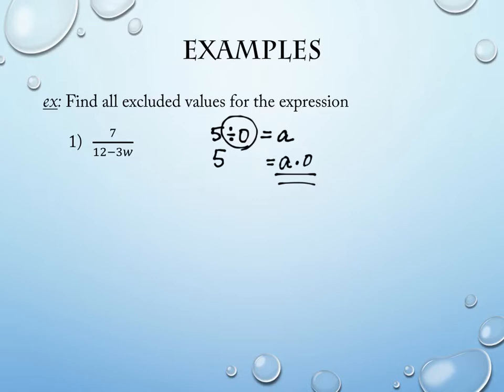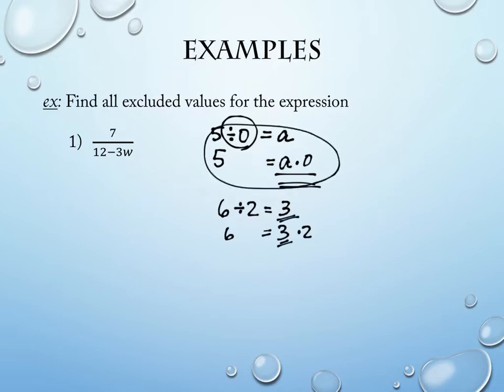You see, it works with other things, right? 6 divided by 2 is equal to 3, and the reason why is because 3 times 2 is equal to 6. I can go backwards. So that's actually why this works and why this fails. I'm not allowed to divide by 0 because I can't go backwards, right? It's not an inverse operation ability.